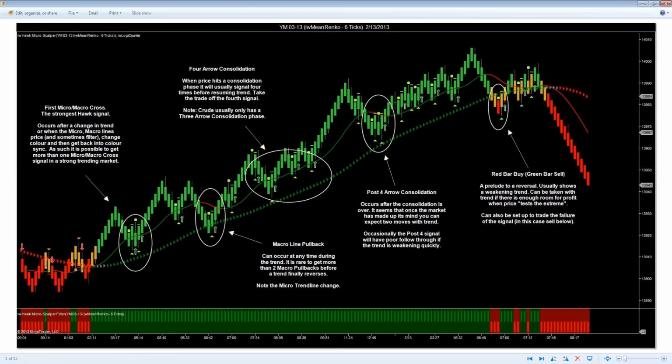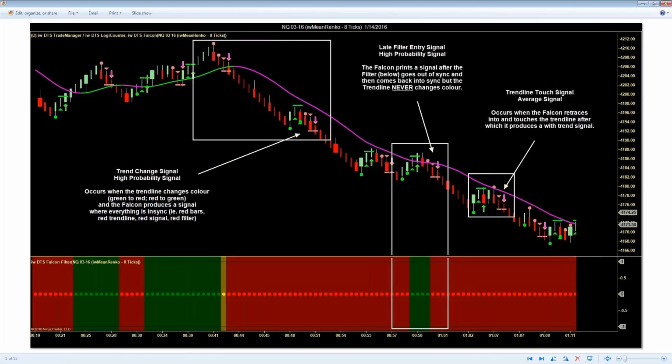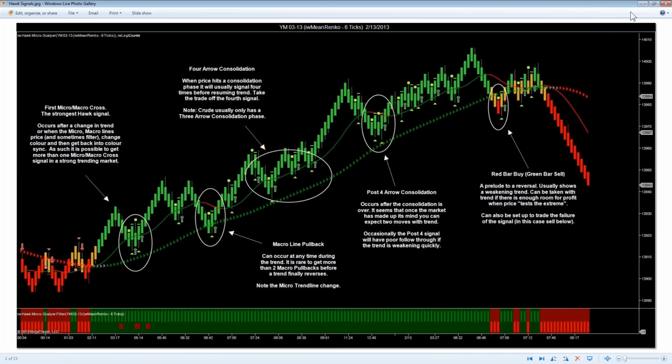So here, for instance, with the hawk, the scalping tool I was just showing you, these are the 5 high probability signals that we concentrate on. So we got the first micro-macro cross, the macro pullback, the 4-arrow consolidation, the post-consolidation pattern, and then the red bar buy and green bar sell. The falcon is similar. We have our trend change signal, we have our late filter entry signal, we have our trend line touch signal. All right, those are all high probability signals that we're going to focus on.